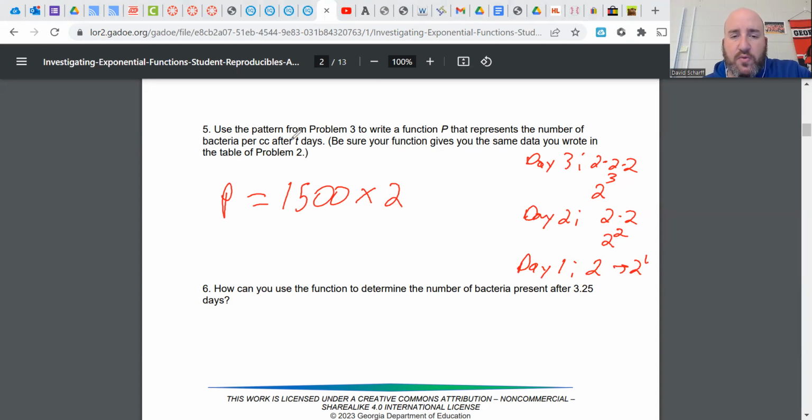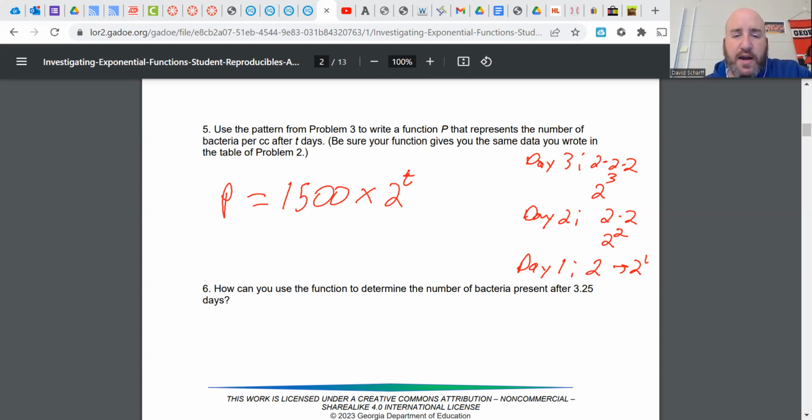So what's the function that's going to give us our bacteria after T days? I'm going to put the 2 up here as my exponent. So 1,500 times 2 to the T power. How can you use the function to determine, again, pause this if you need to write it. You don't necessarily have to write this stuff over here if you already started to. My apologies. But this is really all you need.